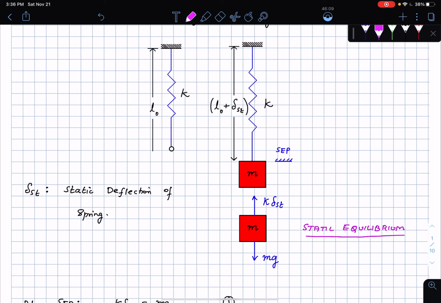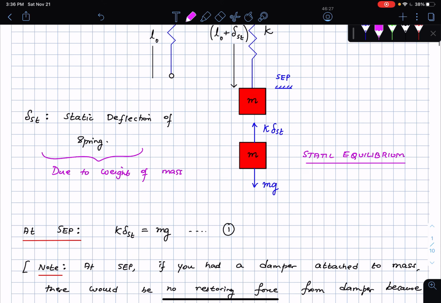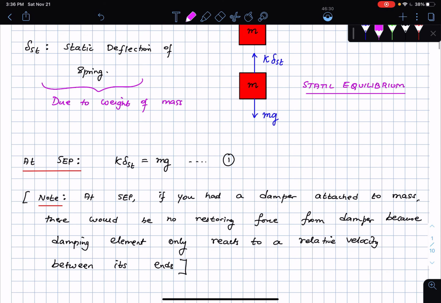As you can very well imagine, if it is in static equilibrium, it means that the spring has been deflected by an amount delta static due to the weight of the mass. And in static equilibrium, all the forces have to be balanced, so k times delta static is equal to mg.